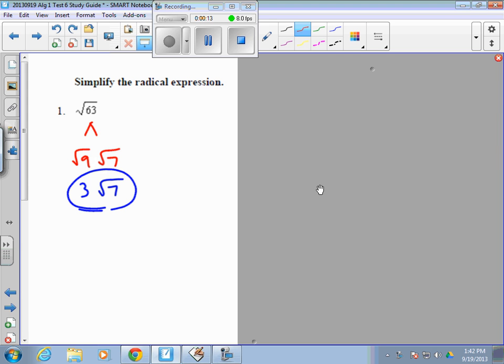You have the square root of 63. You're going to simplify using perfect squares: 2 times 2, 3 times 3, 4 times 4, 5 times 5, those numbers. What can you multiply one of those numbers by to get 63? The number 9 you can multiply by to get 63. 9 times 7 is 63, and the square root of 9 is 3, times the square root of 7.